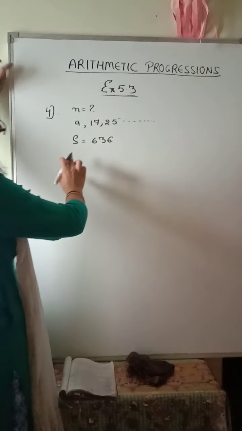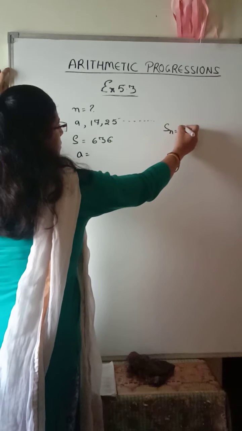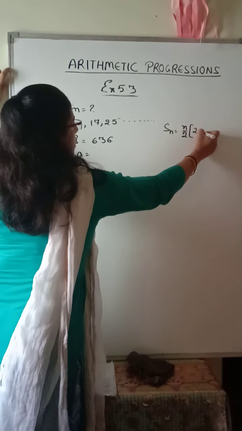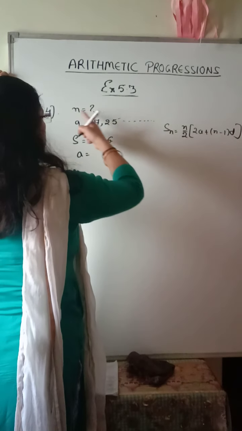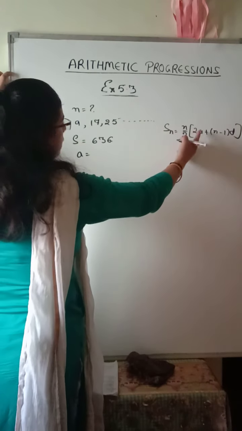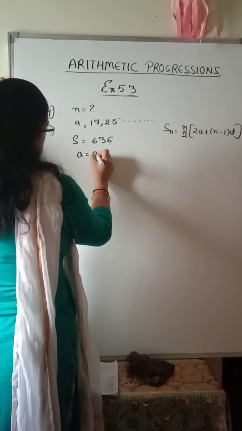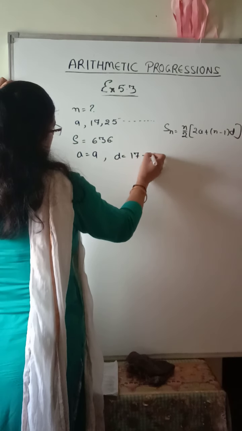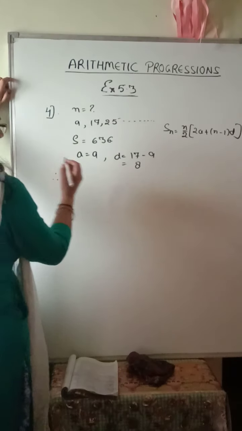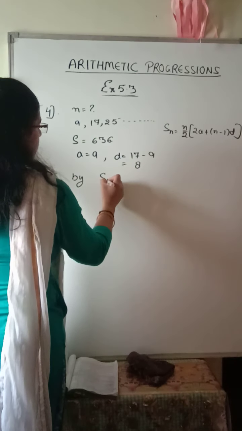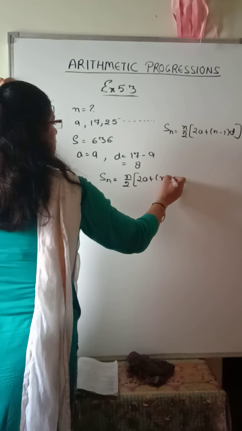Okay, so what is given to you? See, what is the sum of n terms? n by 2 into 2a plus n minus 1 into d. What you want is n, that you have to find. Sum दिया हुआ है, n you have to find. d you will find from here. a is equal to 9, d equals 17 minus 9, what is this? 8. So by formula, sum of n terms equals n by 2 into 2a plus n minus 1 into d.